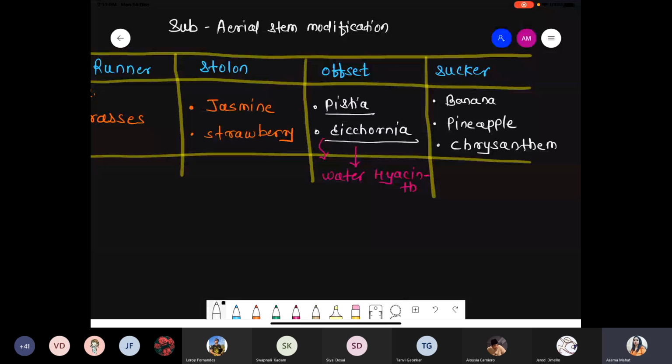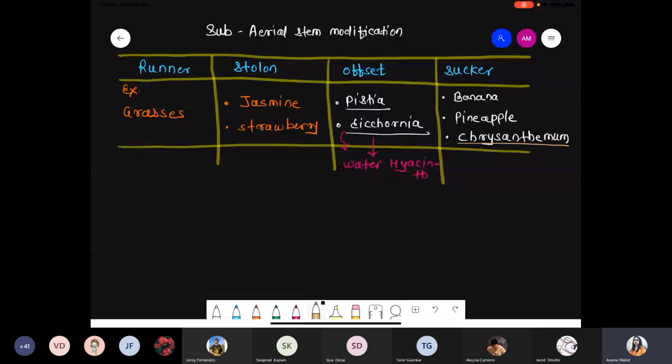Underline this word. So these are the examples where subaerial stem modification is present. Runner, in case of the runner, grasses. In case of the stolen, jasmine and strawberry. Offset, pistia, eichhornia. Eichhornia is also called a water hyacinth. And in case of the sucker, banana, pineapple, and chrysanthemum.